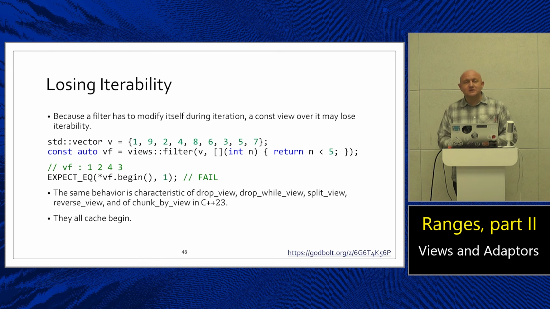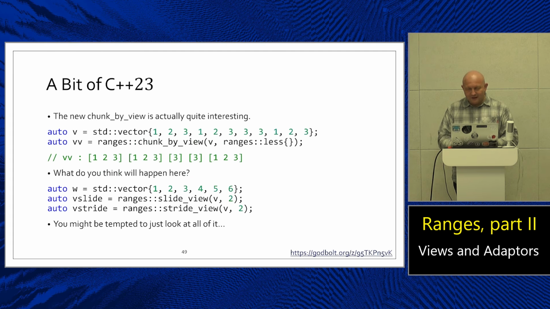And it's not just filter view. The same behavior appears in drop view, drop_while view, split view, reverse view. In C++23, it is also in chunk_by view. All of them cache begin. So by fixing the requirement, amortized big O of constant for begin, we end up losing iterability for const views. What a mess. And the new chunk_by view I mentioned on the previous slide is actually quite interesting. Here we take a vector and group adjacent elements based on a comparison predicate.